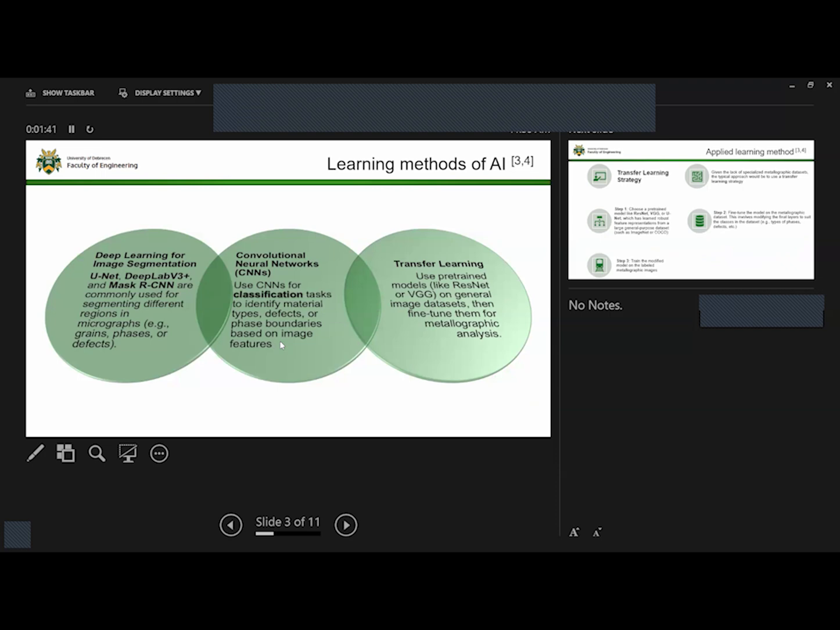What kind of learning methods can we use in this case of problem? Basically, there are several learning methods. I just want to highlight three of them. The first one is the deep learning for image segmentation, which can be the UNet, the DeepLab V3, Mask R-CNN, commonly used for segmenting different regions in micrographs like grains, phases, or defects. Then we can use the convolutional networks. Those are basically for classification tasks to identify material types, defects, or phase boundaries based on image features.